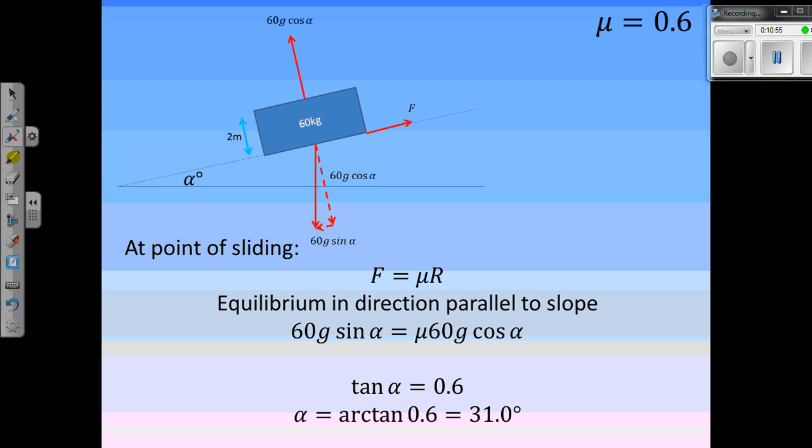Now, although I'm not sure if it mentions it in the book, this is what we call the angle of friction. Okay, the angle of friction. And in general, tan alpha will equal the coefficient of friction. But they don't mention it in the book, so you kind of have to do it from first principles each time. So we know that as we increase alpha from 0, at 31 degrees, this is going to start sliding. Okay?